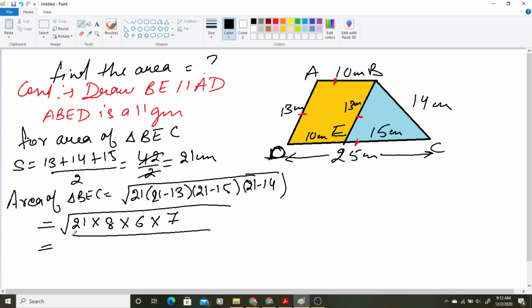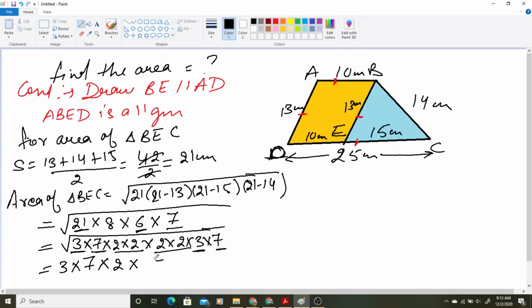So that means the area of the triangle we are getting is 3 into 7. I am doing the prime factorization. For 21 we can write 3 into 7. For 8 we can write 2 into 2 into 2. For this 6 we can write 2 into 3. And for this 7 we will be writing 7 only. So now we will be forming the pairs. This 3 and this 3 is forming pair. This 7 is forming pair with this 7. These two are forming pair. These two are forming pair.